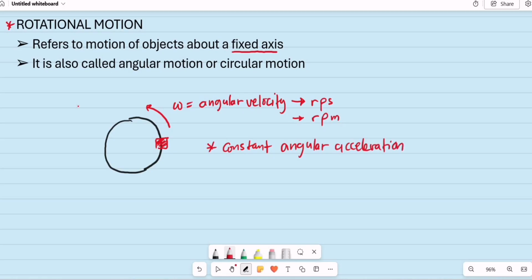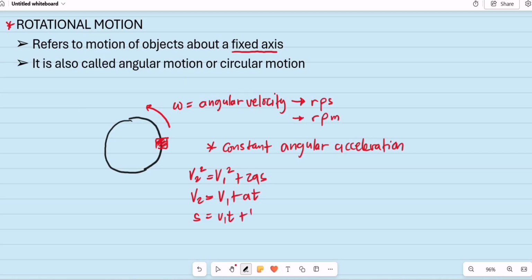Okay, what will be our key equations? If we recall from the kinematics before, we have the final velocity squared equal to initial velocity squared plus 2as, and then we have final velocity is equal to initial velocity plus acceleration times time. Then we have the displacement is equal to initial velocity times time plus 1/2 at squared. So this is for a motion in a straight line. This time all we have to do is replace the equivalents of these variables in a circular motion.